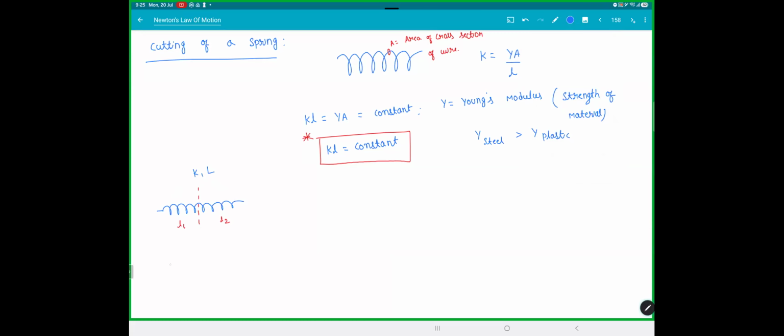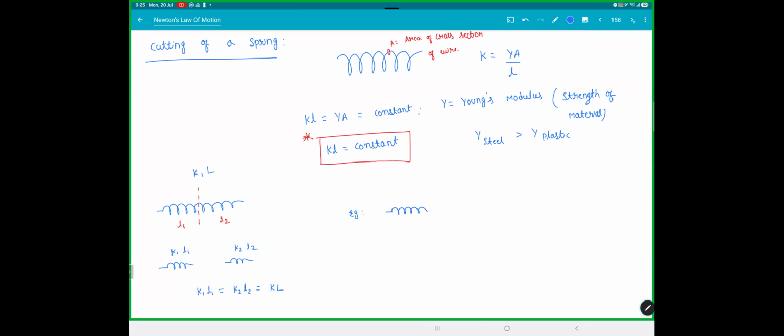So using the formula, this will become two pieces. K1 L1 is equal to K2 L2, which is equal to K into L. The product remains the same.